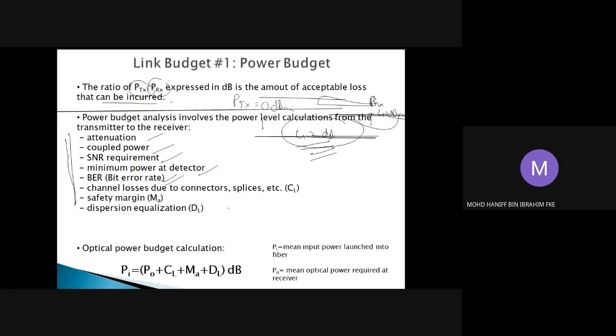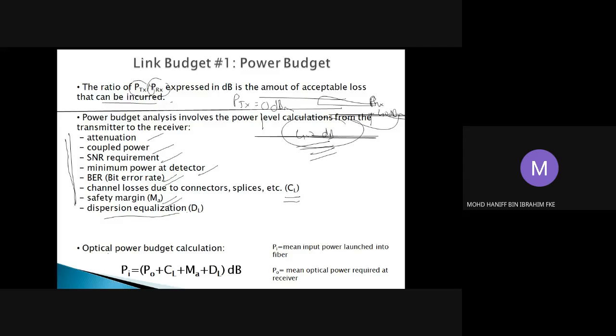Then we have the channel loss due to the connectors or splices, which we normally represent with CL. We also have a safety margin, and the dispersion equalization. What is meant by safety margin and dispersion equalization? We are going to discuss this later on in our slides.